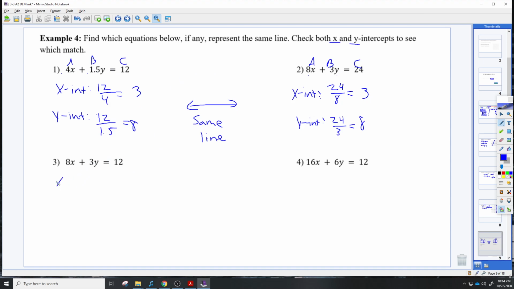All right, let's try the last two. This x-intercept would be 12 over 8, which if you divide, you get 1.5. The y-intercept, again, I would just memorize these. This one is going to be 12 over 3, which is 4. So it doesn't match the other two, clearly. And the last one, if you need to label it, go ahead, A, B, C. I didn't do that to the last one. We'll see if this matches the other two. The x-intercept is 12 divided by 16, which is 0.75, I believe.